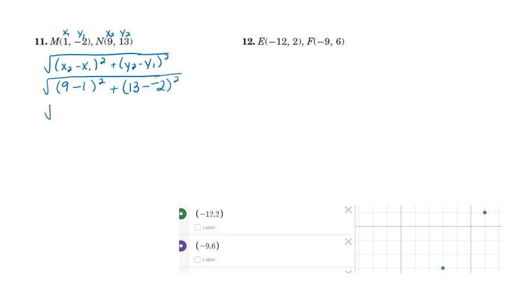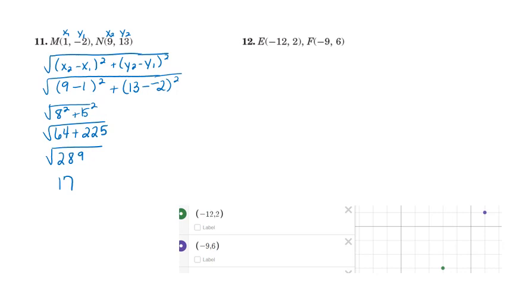9 minus 1 is 8, so that's going to be 8 squared. That'll be like plus 2, so that'd be 15. 8 squared is 64. 15 squared is 225. So that's 289, and the square root of that is 17. So all these have whole number answers, but I'm pretty sure, let me look. Yes, your classwork will have decimals in them sometimes, so when you do square root and you get a decimal, let's go 2 places.